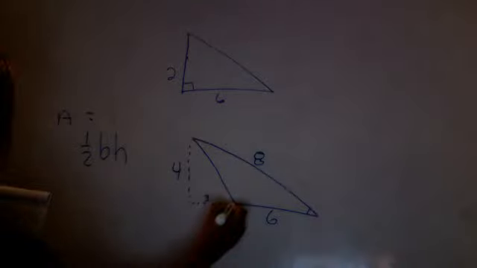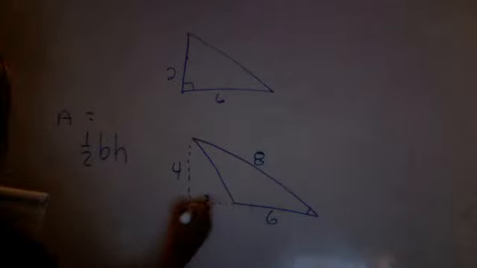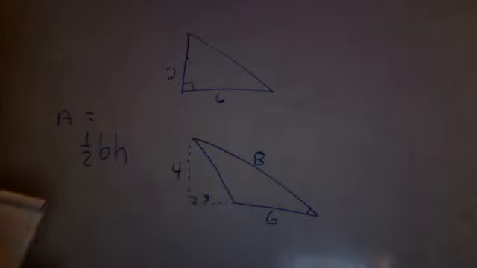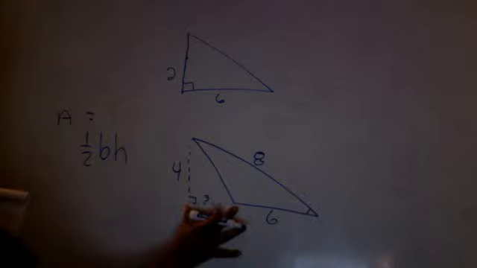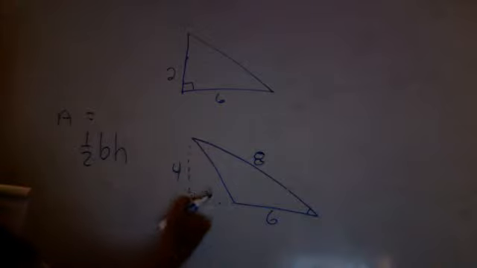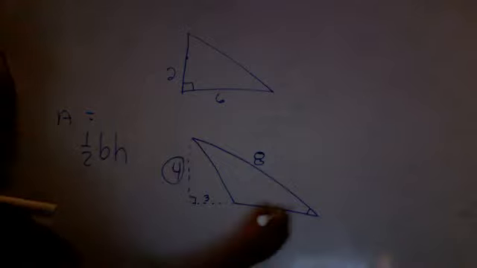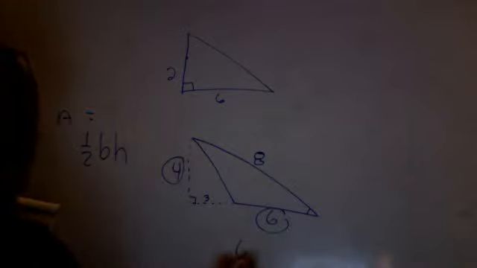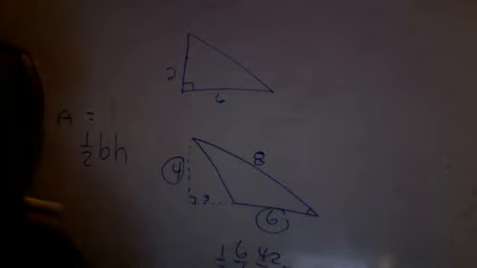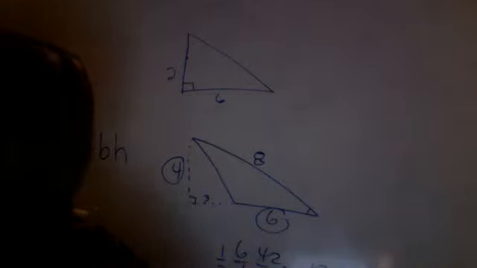But if I extend out my base and draw from here to here, it becomes a right angle. This is just an extension of the base. You don't include it in your calculations. But the height does make a perpendicular line to it and is a right angle. Therefore, this is your height and this is your base. So you're going to have 6 over 1 times 4 over 1 times 1/2, or simply 12 square units.